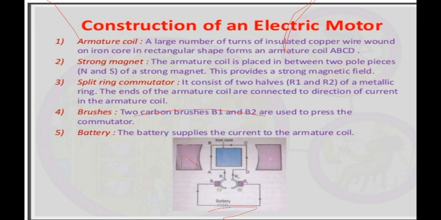So this is how the armature coil is going to get rotated. You have to focus more on AB and CD because they are perpendicular. In the same way, BC and AD are parallel to the magnetic field lines. As they are parallel to the magnetic field lines, they are not going to experience any force. Only when it is perpendicular is it going to experience a force.